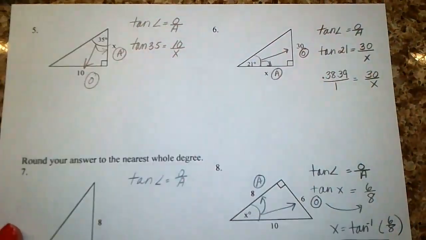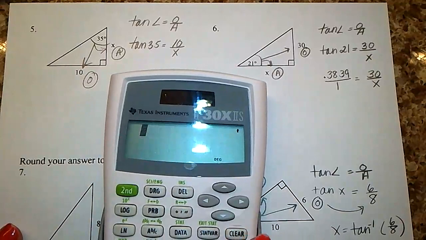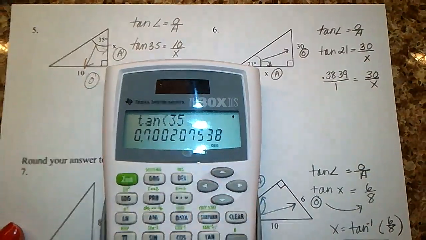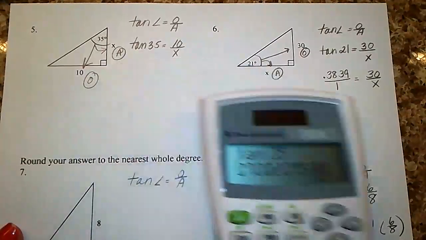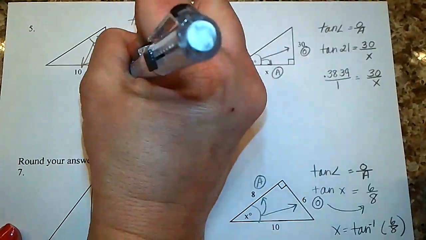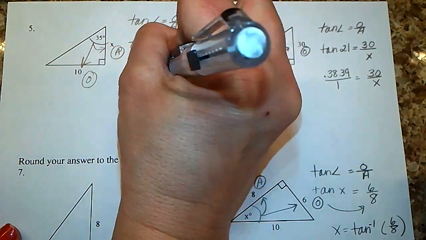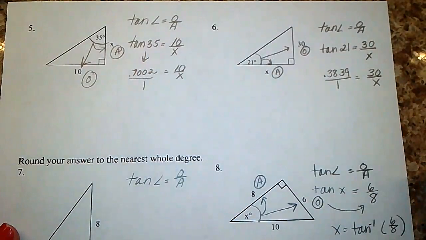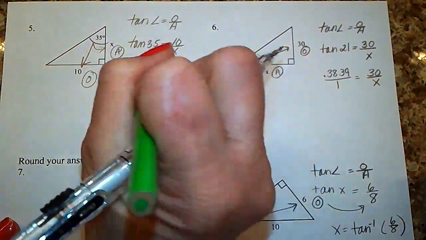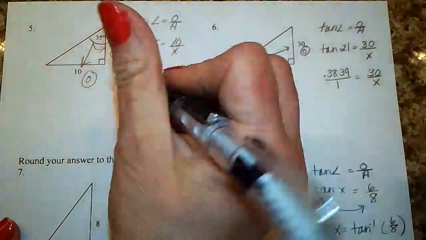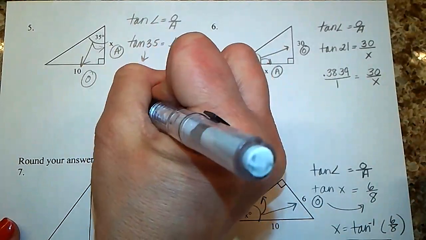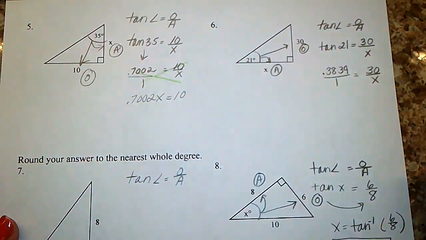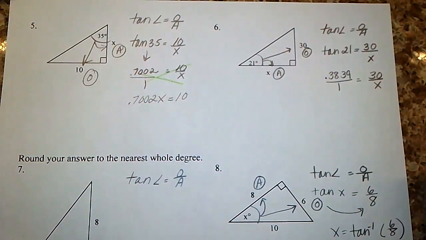Okay, so once again, in our calculator, we need to set this up. Tangent 35, enter, I get 0.7002. Again, I'm taking that out 4 decimal places when I put that number in, equals 10 over x. So again, I want to set that up over 1, and now I'm going to cross multiply. You can see, though, when you cross multiply, you're going to take that 0.7002 and multiply that times x, and the 10 is getting multiplied by 1. So now, just like normal algebra, you're going to have to divide.